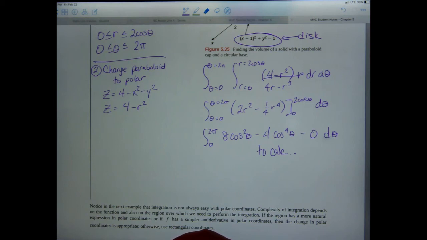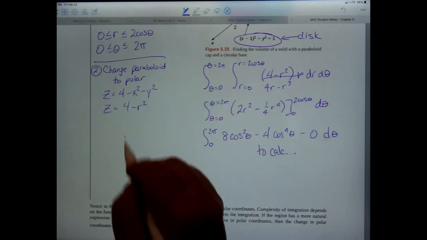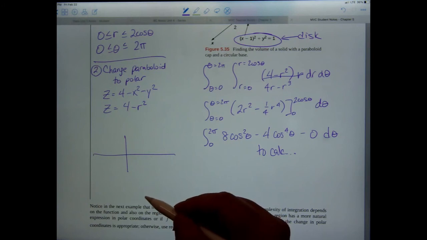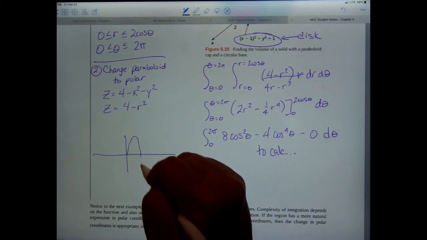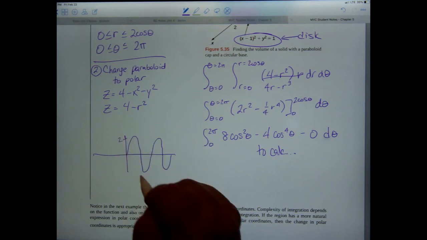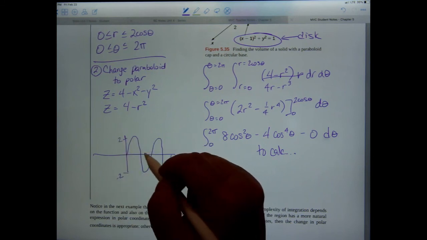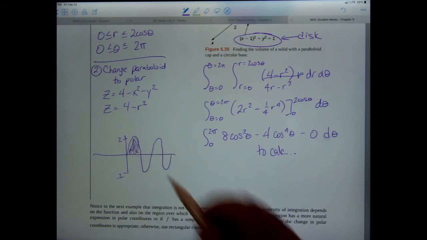I'm just thinking out loud here, guys. Give me a minute. 2 cosine theta, if you were to graph it as a wave, what does the 2 do? It makes it twice as tall, right? Yeah, it goes from 2 to negative 2. So basically, you get as much area.